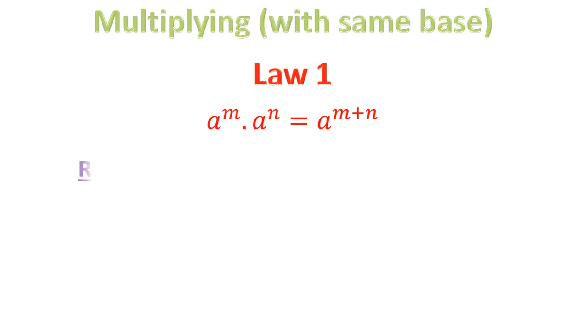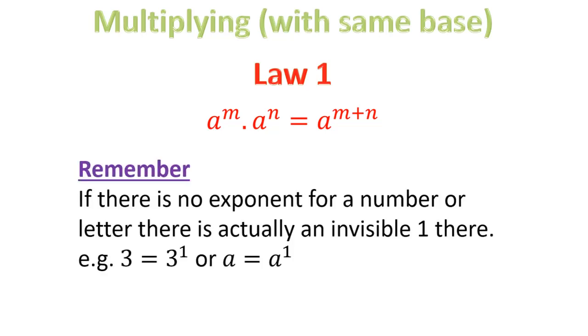Just one thing to remember: if there's no exponent for a number or a letter, there's actually an invisible 1 there. Have a look. 3 is just 3 to the power of 1, or a is equal to a to the power of 1.